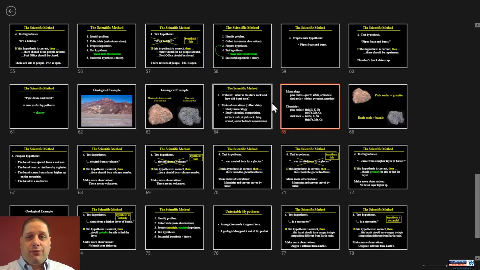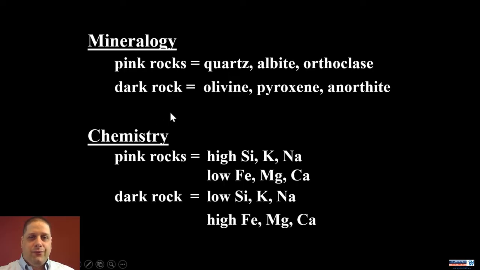And then when we start breaking down these minerals, we can look at the chemistry of those minerals themselves, right? So the pink rock, the minerals in them are high in silicon, potassium, and sodium, low in iron, magnesium, and calcium. And the dark rock is rather different, almost the opposite, really. It's low in silicon, potassium, and sodium, and high in iron, magnesium, and calcium. Right, so different chemical compositions, different elements make them up.